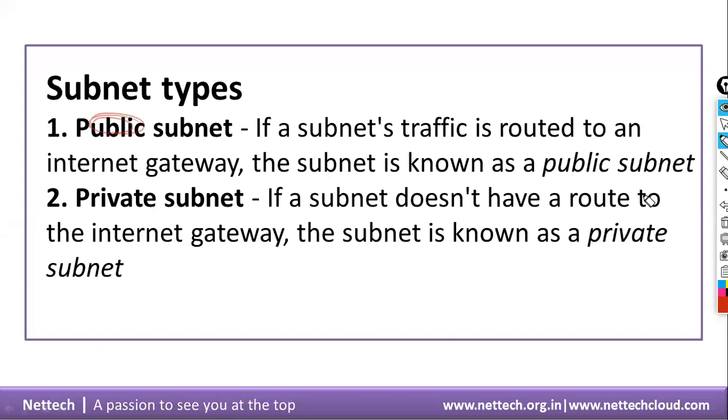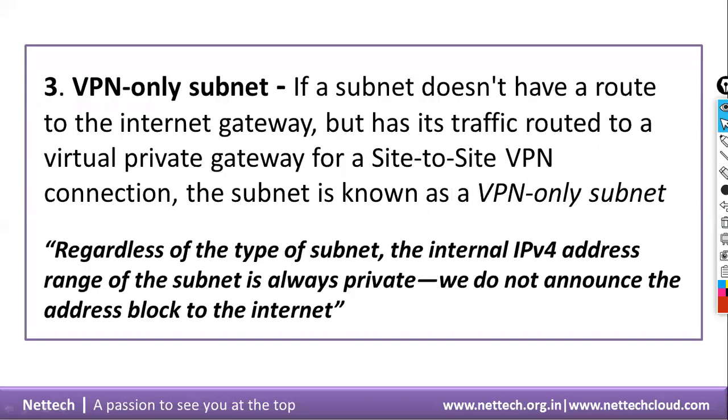And public subnet: a public subnet means any subnet whose traffic is routed to the internet gateway, meaning the subnet is connected with the internet, obviously from the routing perspective. Private is completely private, meaning no internet connectivity. And the third one is the VPN-only subnet, which is accessible only from the on-premises physical infrastructure with an IPsec site-to-site VPN tunnel. So if the subnet is accessible by using an IPsec site-to-site tunnel, that is known as a VPN-only subnet.